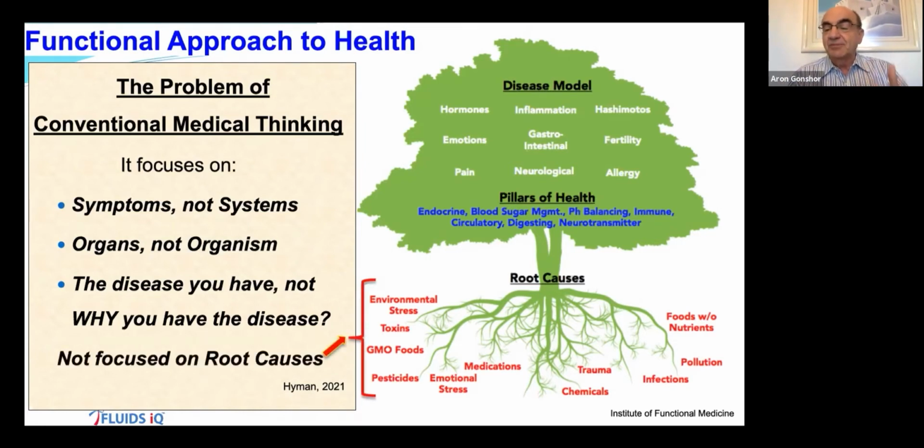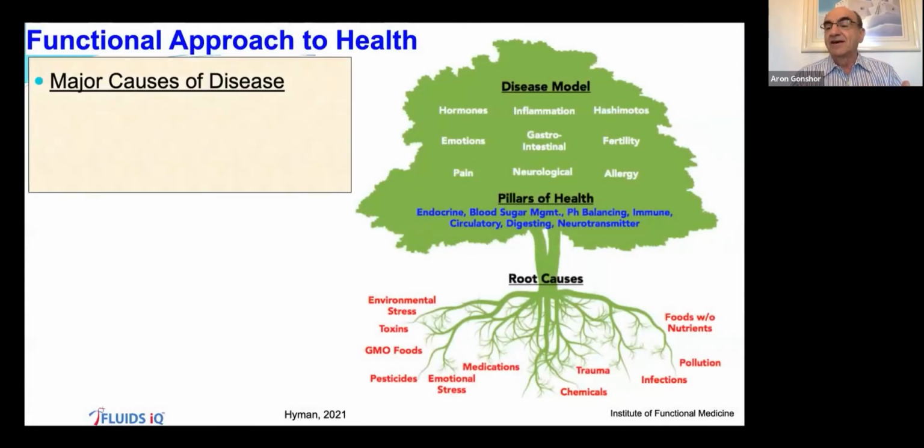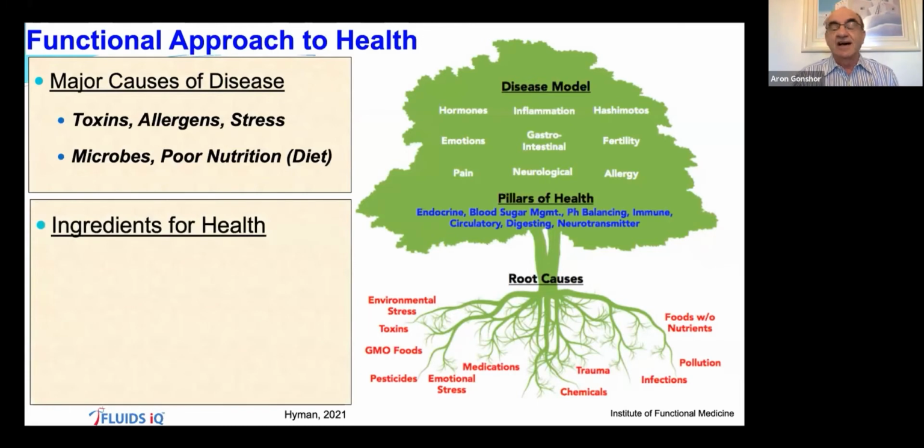And that's something we would like to look at today, because in doing that, we'll be able to get an understanding of what some of these major causes of disease are. And we know what most of those are. We know that it involves toxins, allergens, stress, and that's something we'll talk about in much more detail over the next number of weeks. And we know about the microbes, about the microbiome, about diet, especially about poor nutrition. And this is what we're going to be going into in detail over the next hour or so.